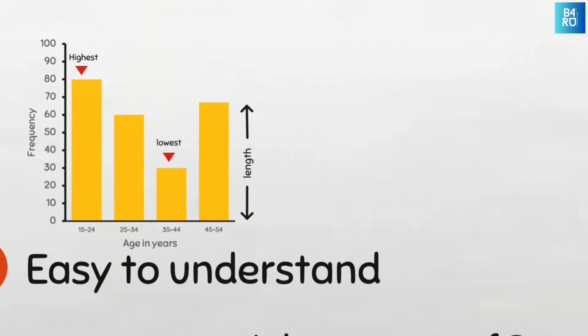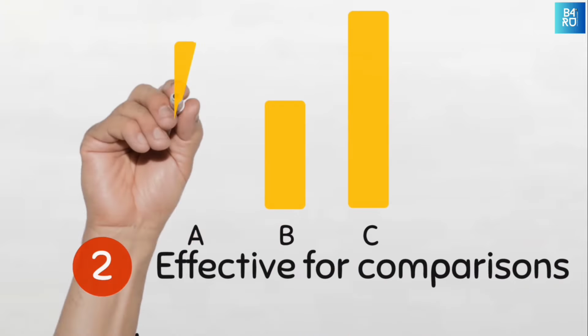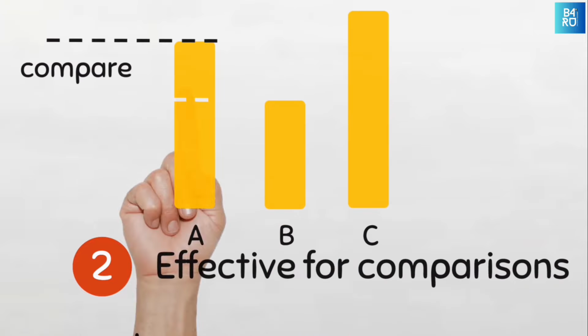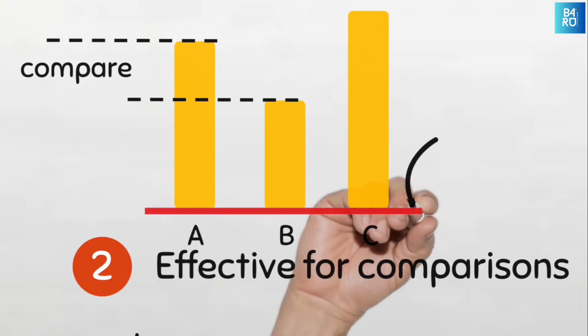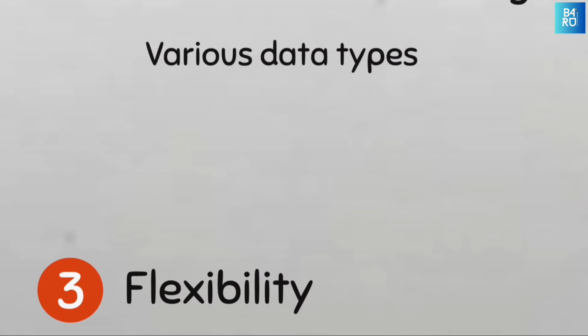Number 2, they're effective for making comparisons. Bar charts are very useful at showcasing comparisons between different categories. The use of bars with a common baseline allows for a quick visual assessment of how much each category differs from the others. Number 3, flexibility. Bar charts can be adapted to represent various data types.